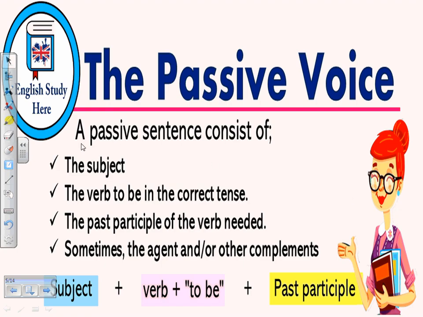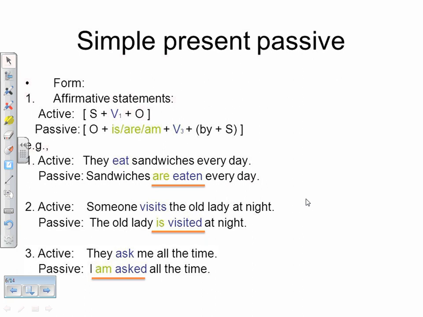Again, so when I change from the active sentence to the passive sentence, I start with the object, I switch it with the subject. Verb to be in the correct tense, the past participle of the verb needed. Okay? As we say here, object, verb to be, past participle, then the subject.